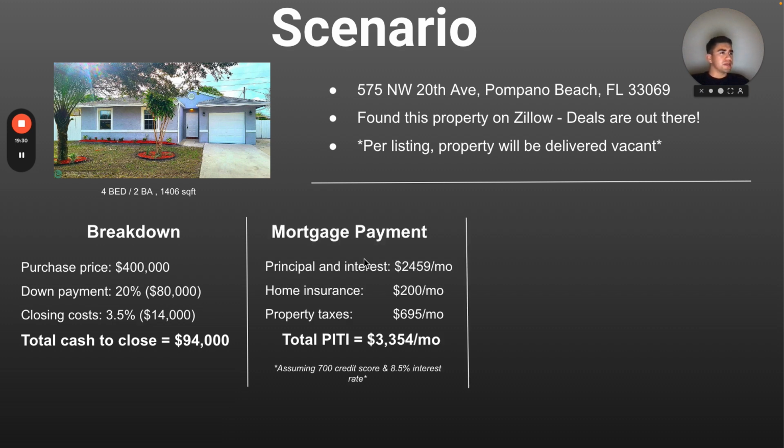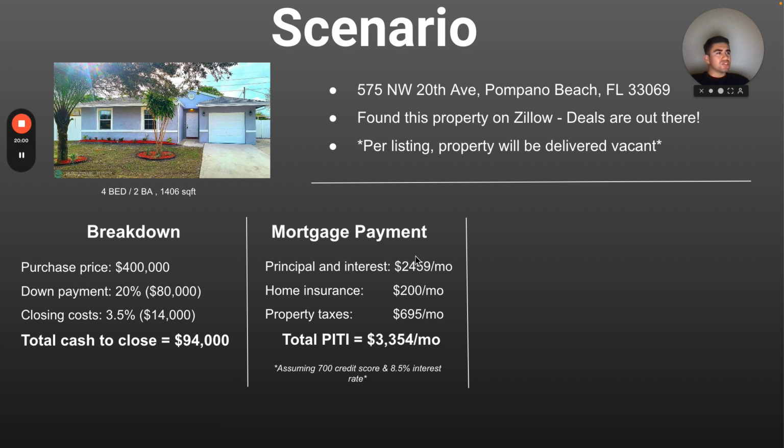Here's the mortgage breakdown, okay? So principal and interest payment, we have a monthly payment of $24.59 per month. Now we have to consider your homeowner's insurance, which is an average, okay? It's just like auto insurance, depending on who you want to go with. It can be more, it can be less. For the purpose of this example, we're using $200 a month, okay? Property taxes comes out to $695 per month. I pulled that from the county tax record.